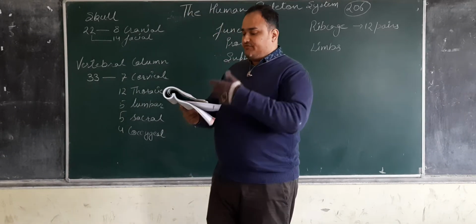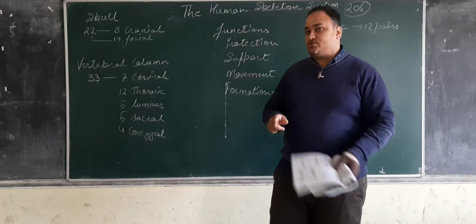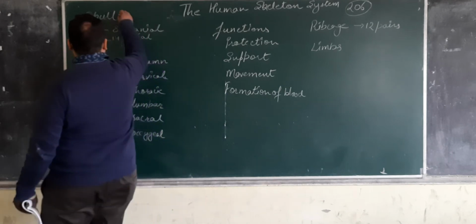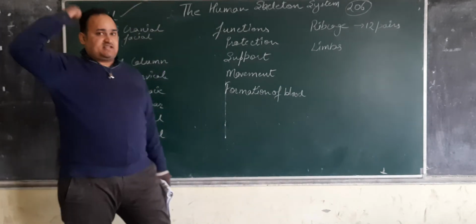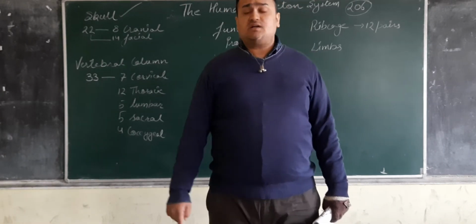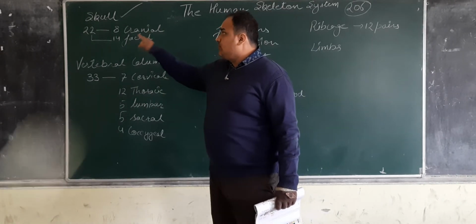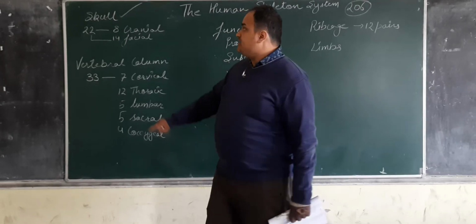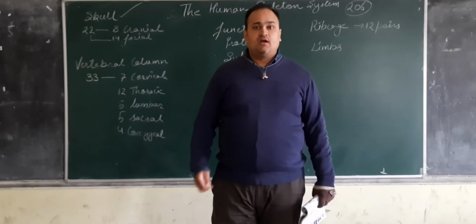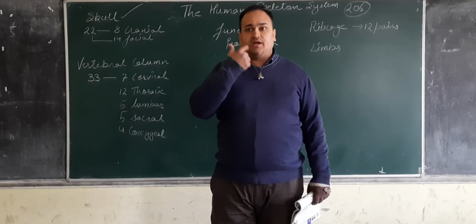Okay, so after these functions, now the parts of the skeleton. The first part we have is our human skull. Our skull has 22 bones, out of which 8 are cranial and 14 are facial bones. Facial bones are those bones which we have here.